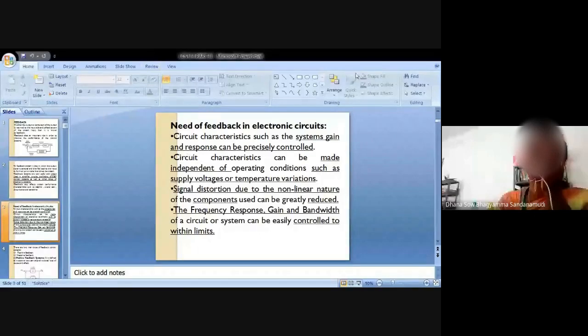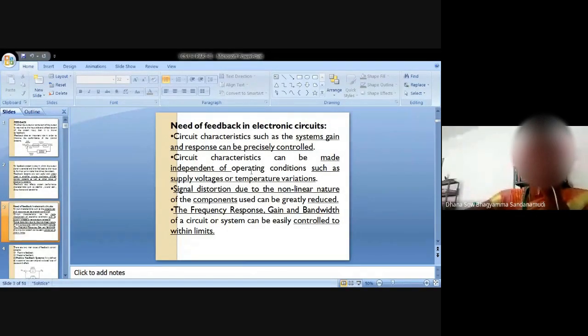So the circuit characteristics must be precisely controlled. For the given input to the system, we must get a good overall gain. Circuit characteristics are nothing but the gain and the response of the system, which should be controlled.